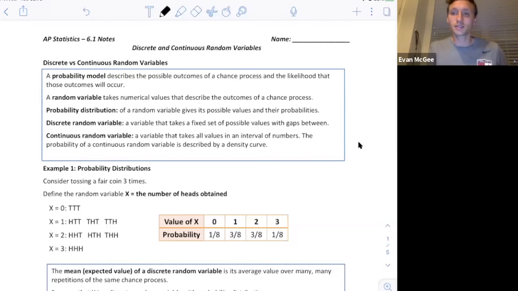This is the second 6.1 video where we're going to look at continuous random variables. So remember, a continuous random variable is a variable that takes all the values in an interval of numbers. So discrete, we could list all the outcomes: 0, 1, 2, 3. Continuous, there is an interval and it could take any value in that interval. Let's jump down to our first example.